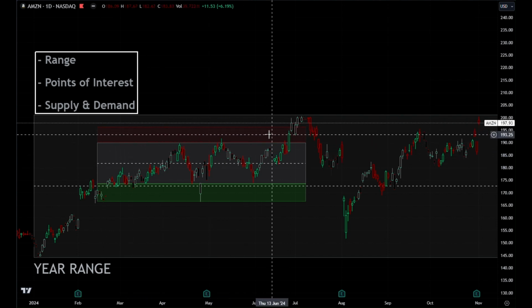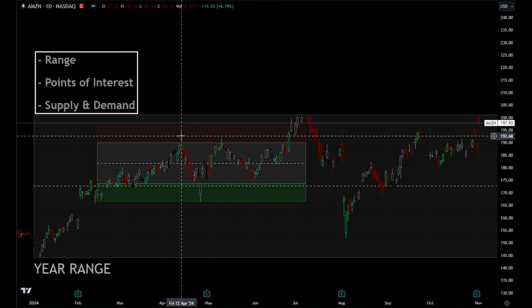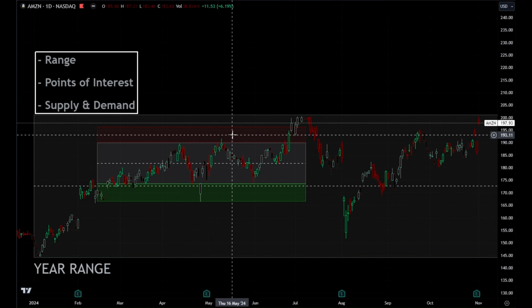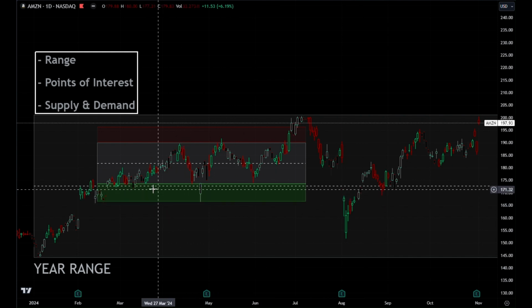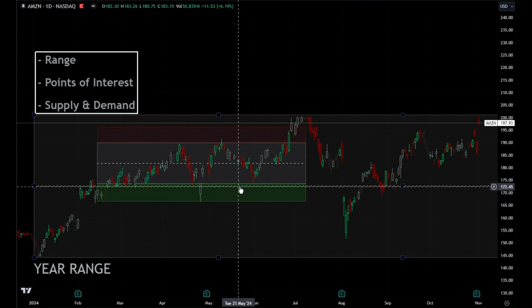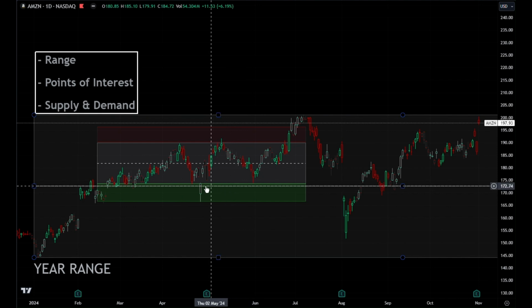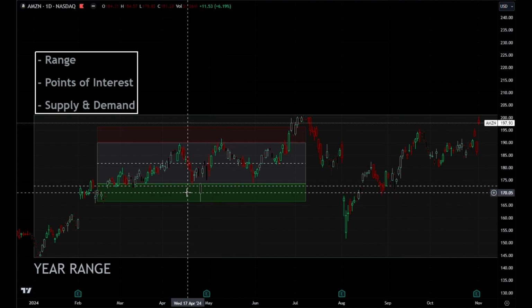The highs of the range are known as supply zones, as there is more selling and less buying happening, while the lows of the range are known as demand zones, as there is a lot of buying taking place and a lot of demand for the underlying.